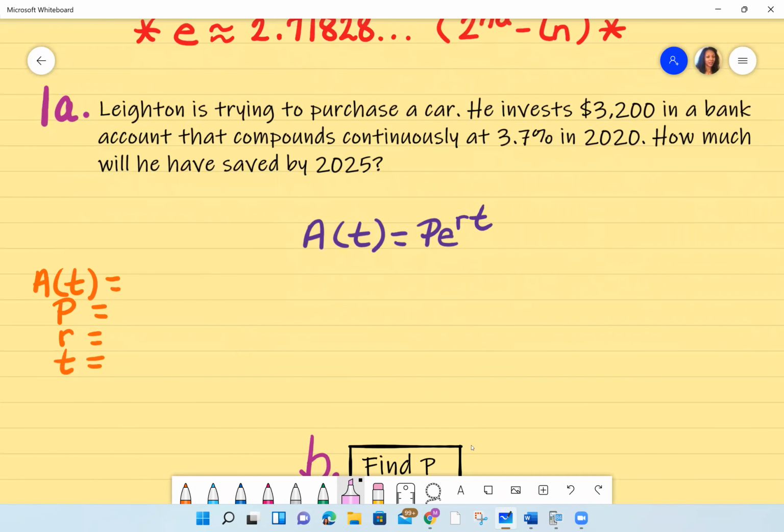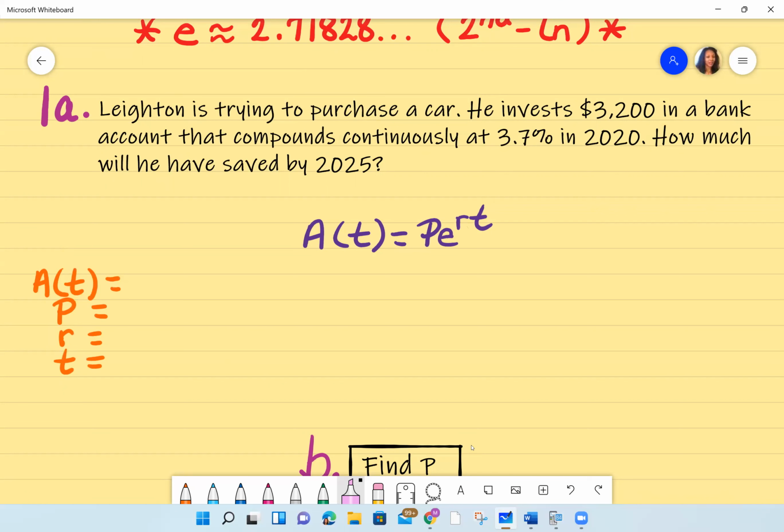Layton is trying to purchase a car. He invests $3,200 in a bank account that compounds continuously. So this is the key word that tells you that you're going to use this particular formula. If it says compounds monthly, daily, or something like that, you would actually use the compound interest formula that I believe was part 1 of this series. So make sure you're looking for keywords. Continuously is the one that refers to this formula. To continue on with the word problem, at 3.7% in 2020, how much will he have saved by 2025?